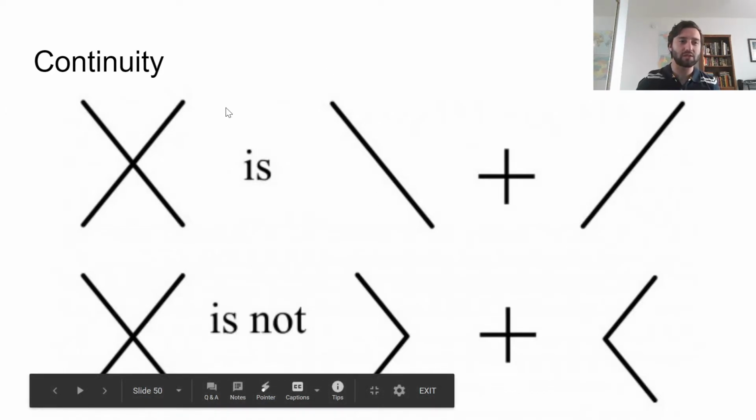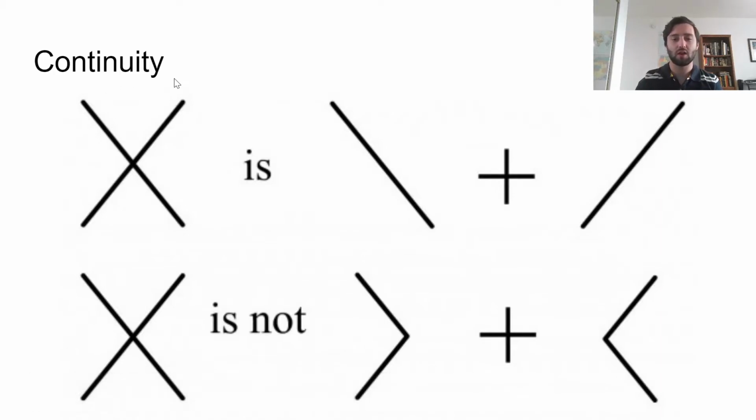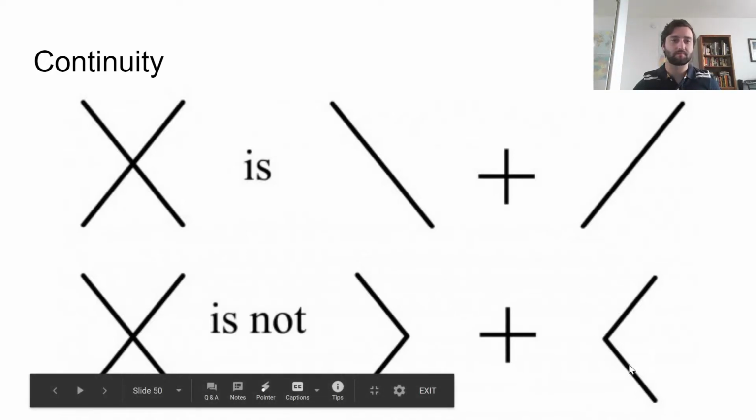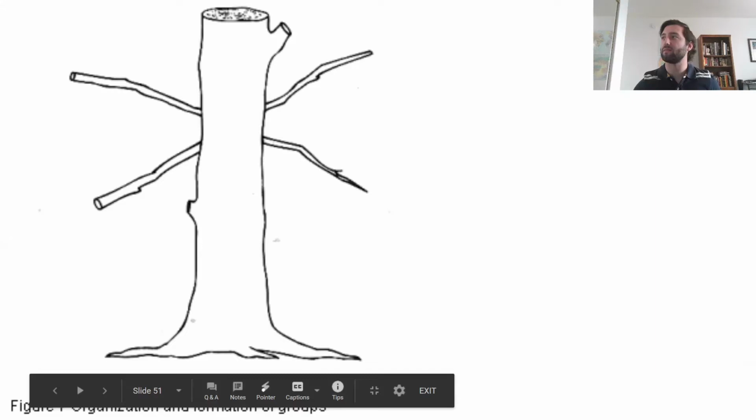And the reason why is what is called continuity. We expect when one thing is going in a direction that it will continue in that direction. So because this is going this way, we expect it to continue going that way, not take a sudden right turn. Thus, these are the 2 pieces of an X and not this. We can do the same thing here.